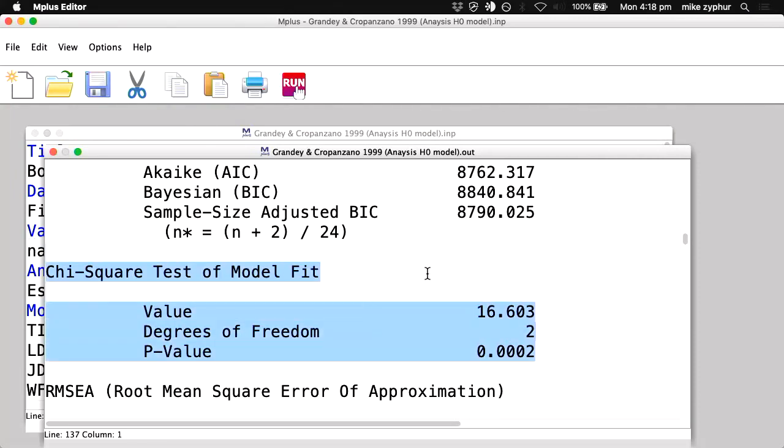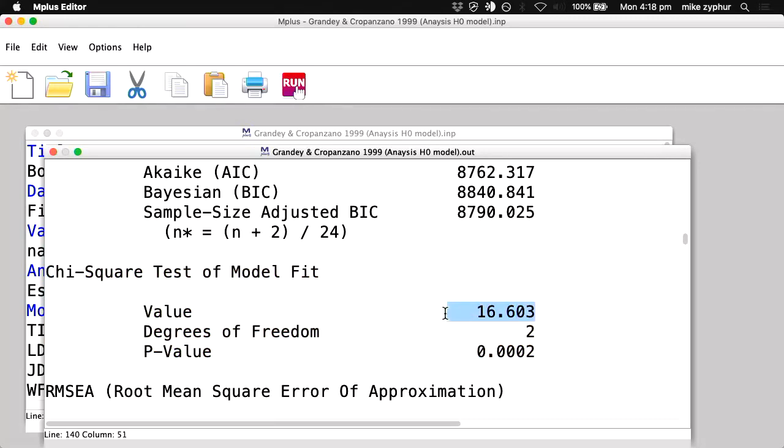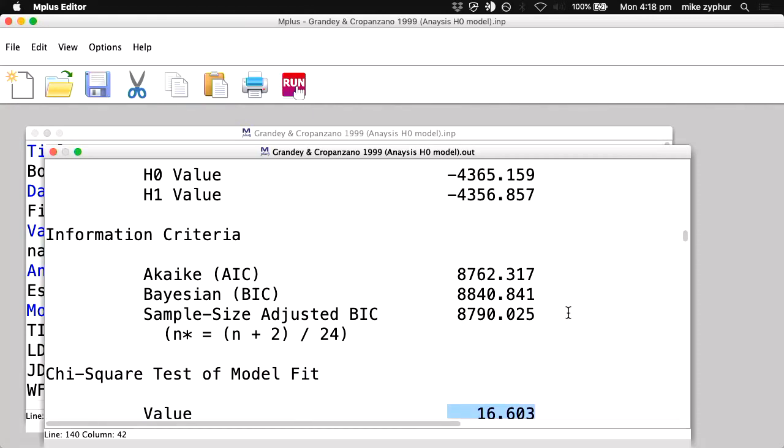Well, what is this telling us? 16.603, p less than 0.05, definitely. Even 0.01, whatever. Well, what does this mean? Where is it getting that number? Check this out. What's the difference between these two values? Multiplied by -2.